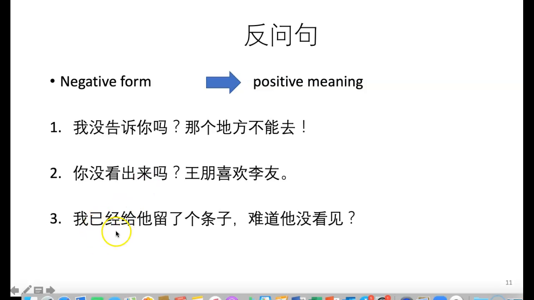我们看第三个句子，我已经给他留了个条子，难道他没看见？So 难道 is used in rhetorical questions a lot to emphasize the point the speaker tries to make. In this case, the speaker tried to say, I already left a note. He should know.